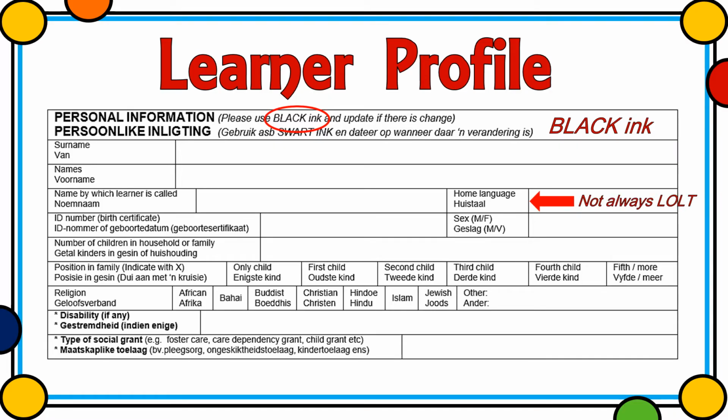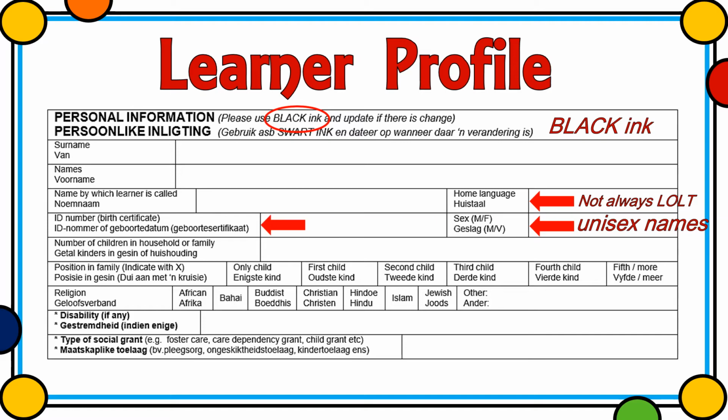Home language is very important. We tend to not fill that in, but we need to know that the language of learning and teaching is not always the same as the home language, and it is important to know. It is also important to indicate whether the child is male or female, as there are unisex names such as Jade. We don't always know whether this child then is male or female by just looking at the name.